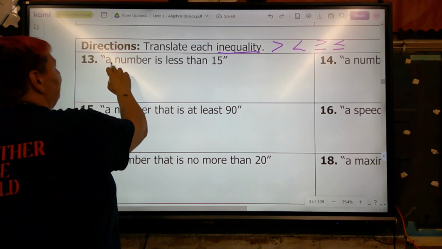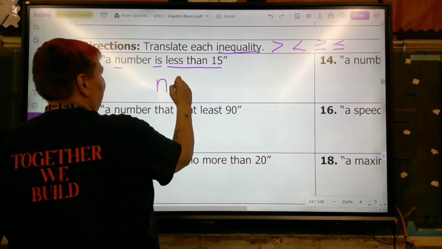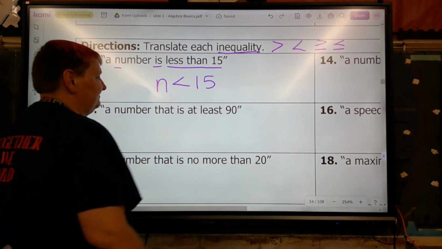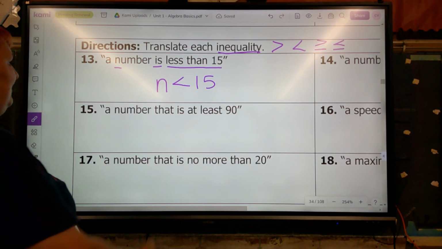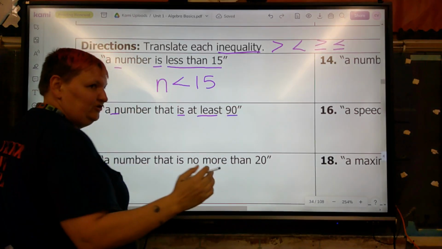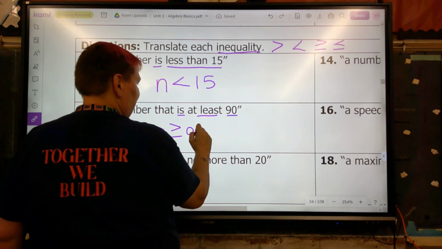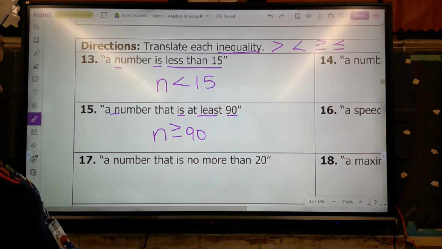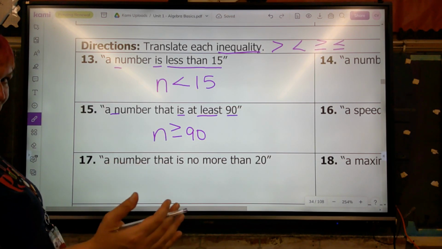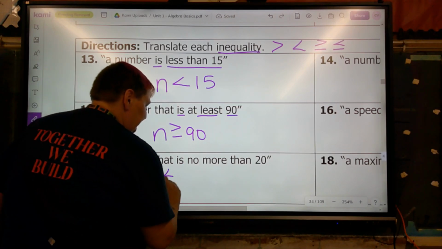A number is less than 15. A number that is at least 90. That means it could be 90 or higher. So it's greater than or equal to 90. A number that is no more than 20. That means it could be 20 or less. A number that is less than or equal to 20.